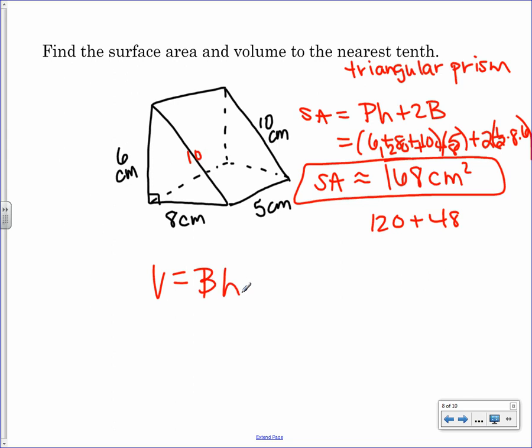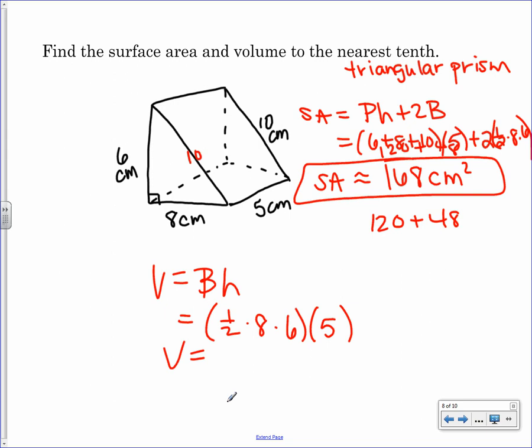That capital BH. That capital B stands for area of the base, right? One more time. What shape is our base? The triangle. So 1/2 base of the triangle was what again? 8. Height of the triangle? 6. Height of the prism? 5. Right? These little details are what's getting me.